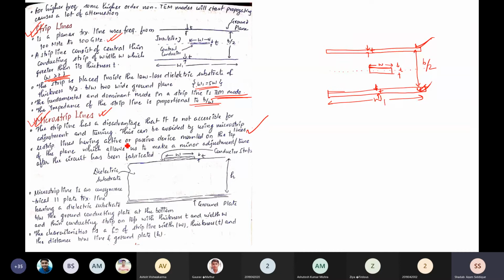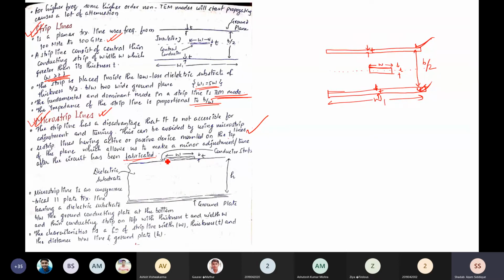The microstrip line has active or passive devices mounted on top of the ground plane, which allows us to make minor adjustments or tune after the circuit has been fabricated. So after fabrication, you can adjust here. This is the upper ground plane, this is the lower ground plane, also called the top ground plane.